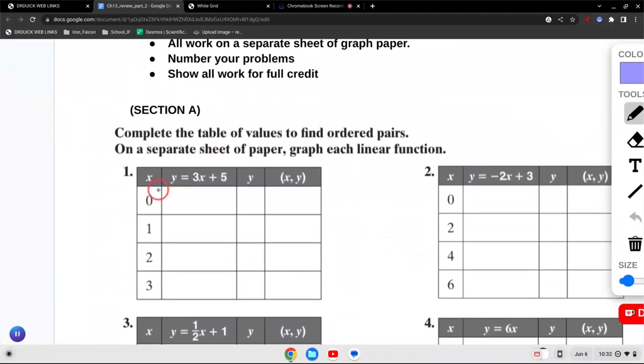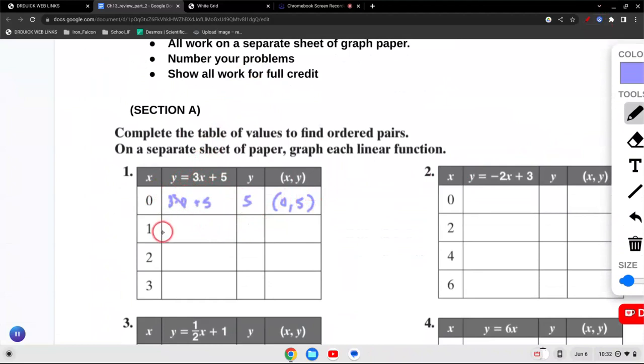What you want to do is substitute 0 in for the x value in this equation to get your y, and then you get your coordinates. So for this one, I would write 3 times 0 plus 5. This is 5. So my coordinates for the first one is 0, 5.